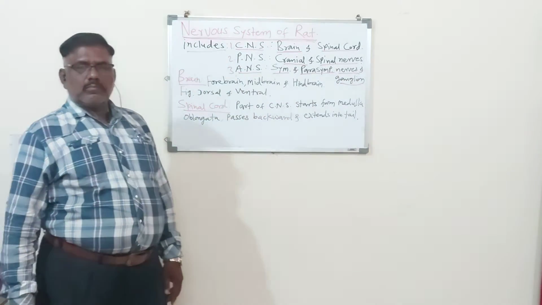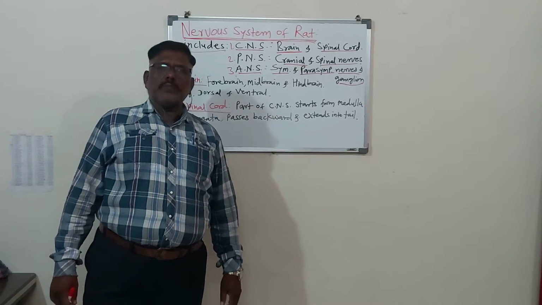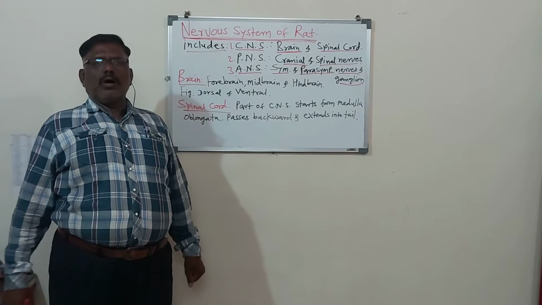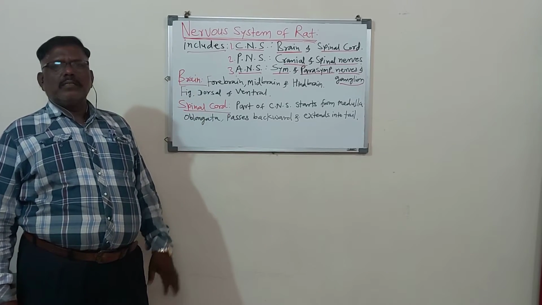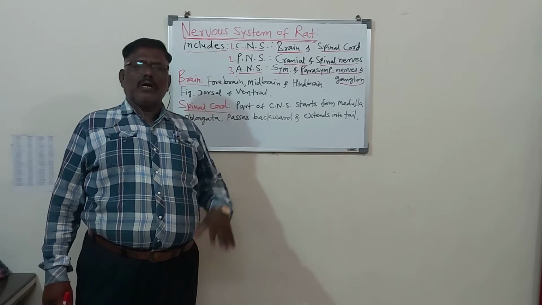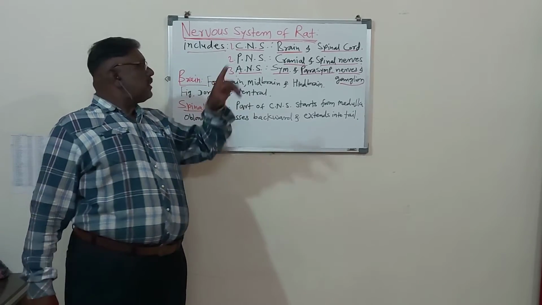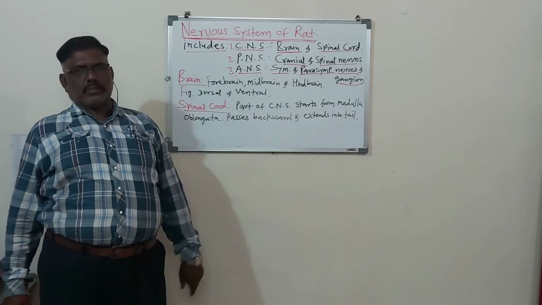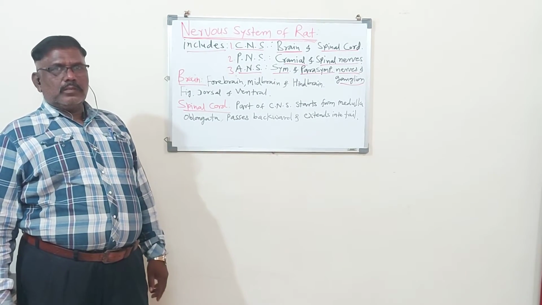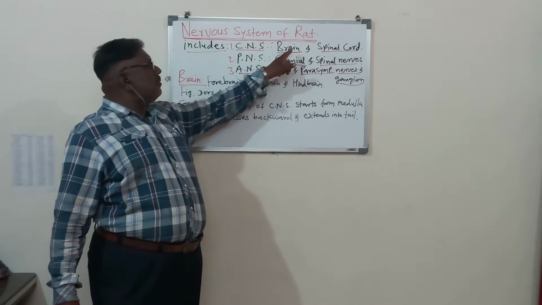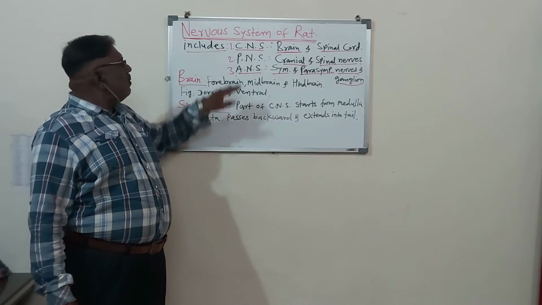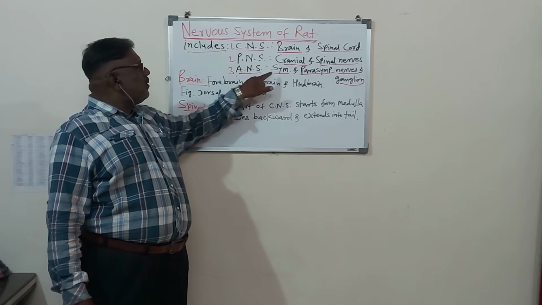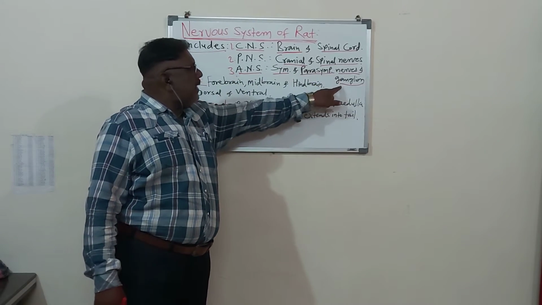Remember, when we are studying the nervous system of any animal, for easy and systematic study, the system is divided into three parts. First is the central nervous system, second is the peripheral nervous system, and third is the autonomous nervous system. In further study, the central nervous system includes the brain and the spinal cord. The peripheral nervous system includes cranial nerves and spinal nerves. The autonomous nervous system includes sympathetic and parasympathetic nerves and ganglia.